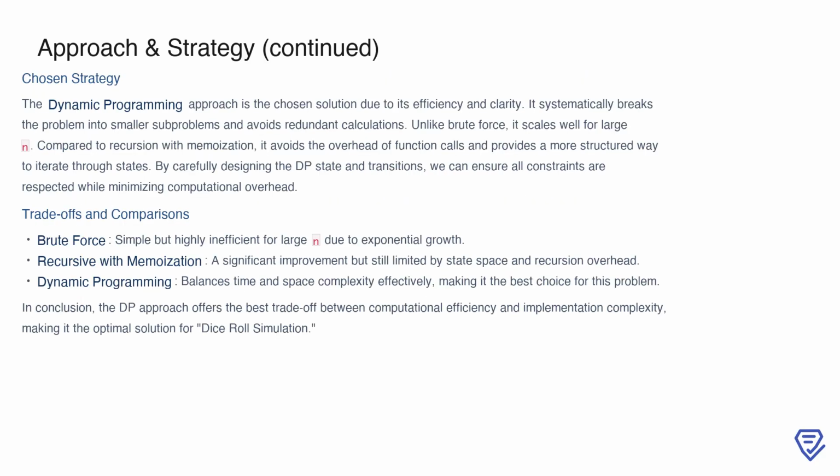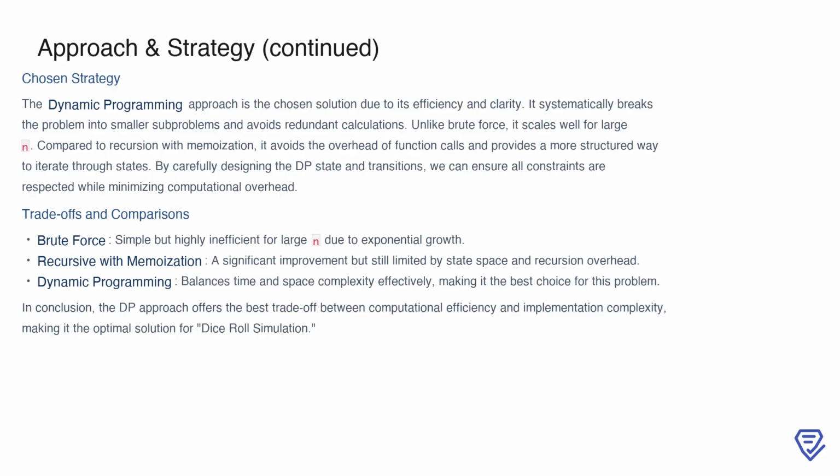The chosen strategy for solving the dice roll simulation problem is the dynamic programming approach. This method stands out due to its efficiency and structured design. By breaking the problem into smaller subproblems, it systematically computes the solution while avoiding redundant calculations. This makes it scalable for large values of n, unlike the brute force method, which becomes infeasible due to exponential growth. Compared to the recursive approach with memoization, dynamic programming eliminates the overhead associated with recursive calls and provides a more straightforward way to iterate through states. Additionally, the DP state and transitions are carefully designed to respect all constraints while minimizing computational overhead.